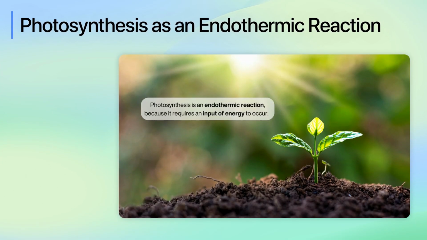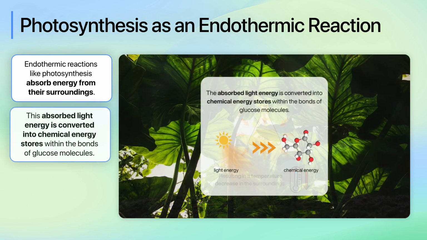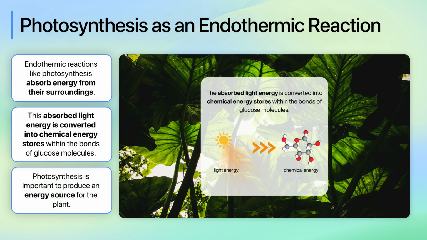Photosynthesis is described as an endothermic reaction because it requires an input of energy to occur. In this case, the energy comes from light. Unlike exothermic reactions, which release energy, like combustion, endothermic reactions, like photosynthesis, absorb energy from their surroundings. This absorbed light energy is converted into chemical energy stored within the bonds of glucose molecules. Photosynthesis is important to produce an energy source for the plant.